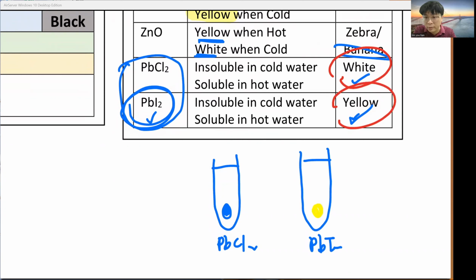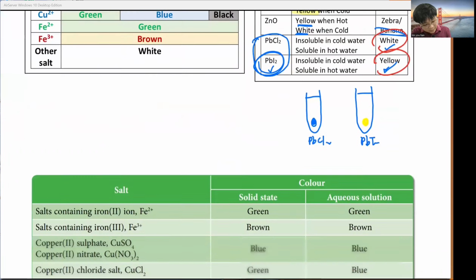All this is very important information because in your SPM, right, the K-bar question only gives you one clue. If you don't know this clue, the whole 20 marks are gone. This is how they come up with the question. Okay, so this is roughly about the color part.